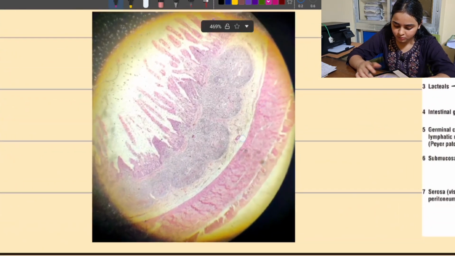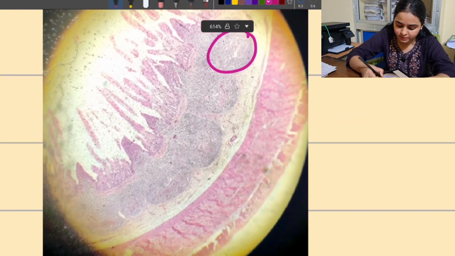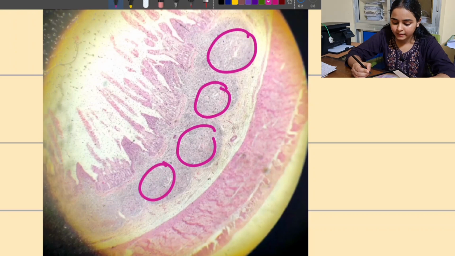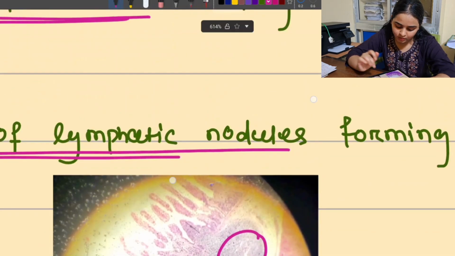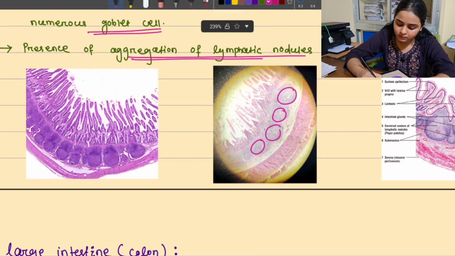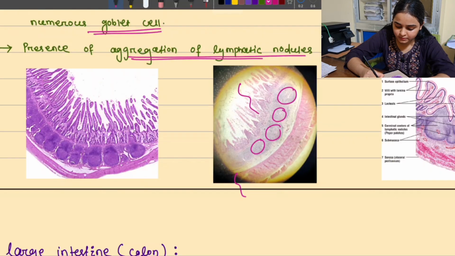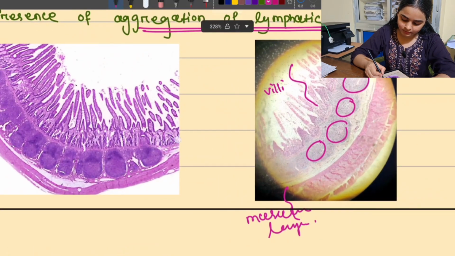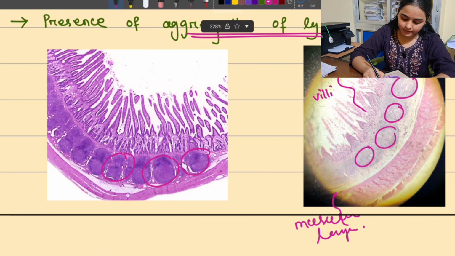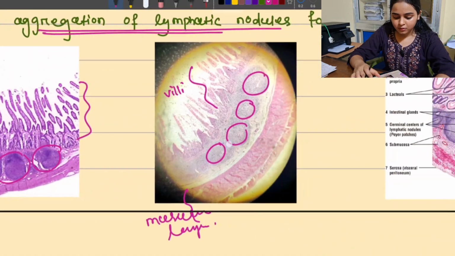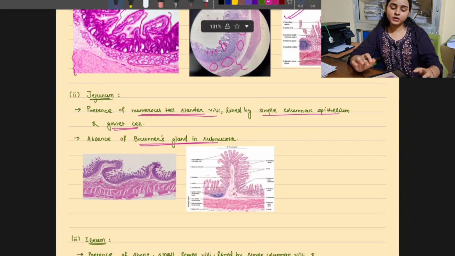So coming to the microscopy, you can see beautifully the Peyer's patches present. These are the lymphoid aggregates that are present in the ileum, and villi and muscularis layer is the same for jejunum, ileum and duodenum also. Okay, so you can see here also these are the lymphoid aggregates that are present, and these are the villi part. So duodenum, jejunum and ileum is done.